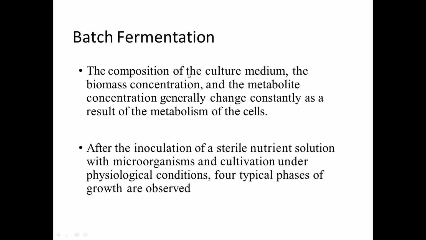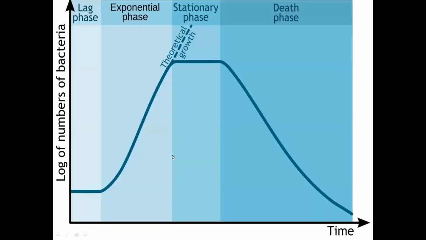The composition of the culture medium, the biomass concentration, and the metabolite concentration generally change constantly as a result of metabolism of cells. Metabolism means the changes that happen within the cells. After the inoculation of a sterile nutrient solution with microorganisms and cultivation under physiological conditions, four typical phases of growth are observed. We'll be talking about these growth phases in the third chapter in detail, but still, this is called the growth curve.